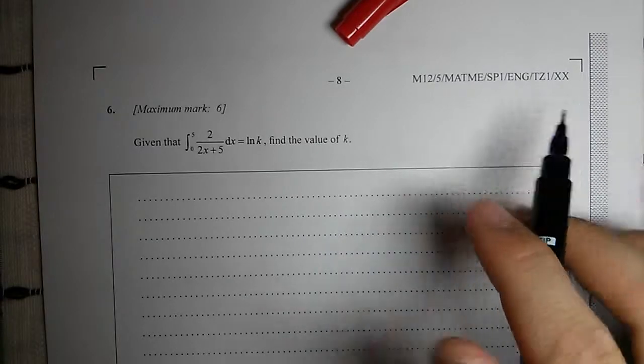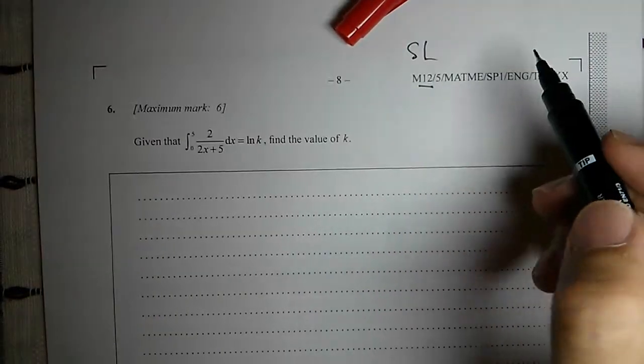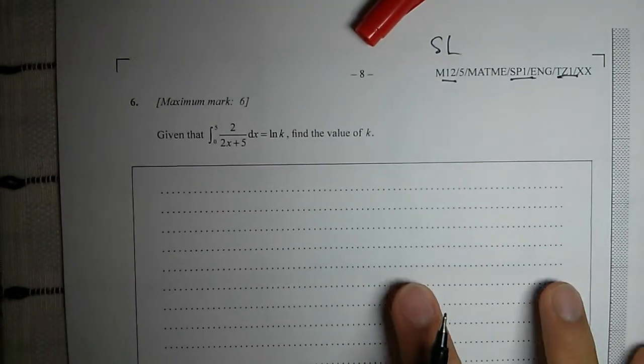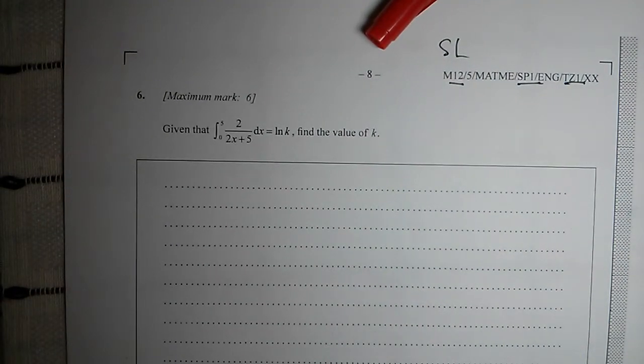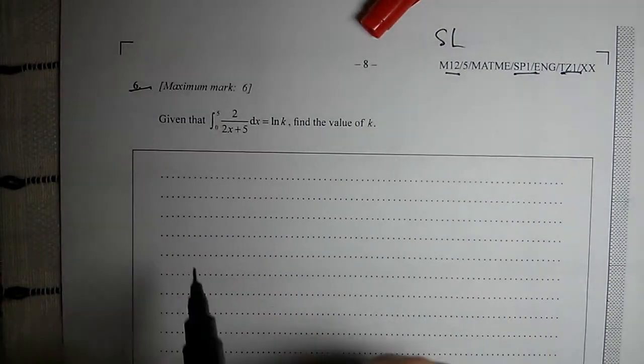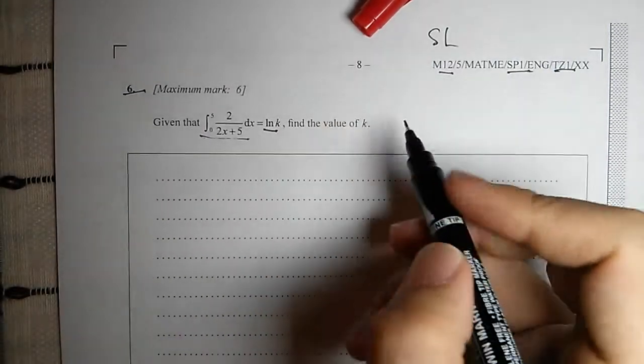Today we come to IB SL. This is SL 2012, Time Zone 1, Paper 1 question. I'm still a fan of Paper 1, in case you don't know. This is section A, only a short question. It's a simple integration: given the integral is log k, find k.